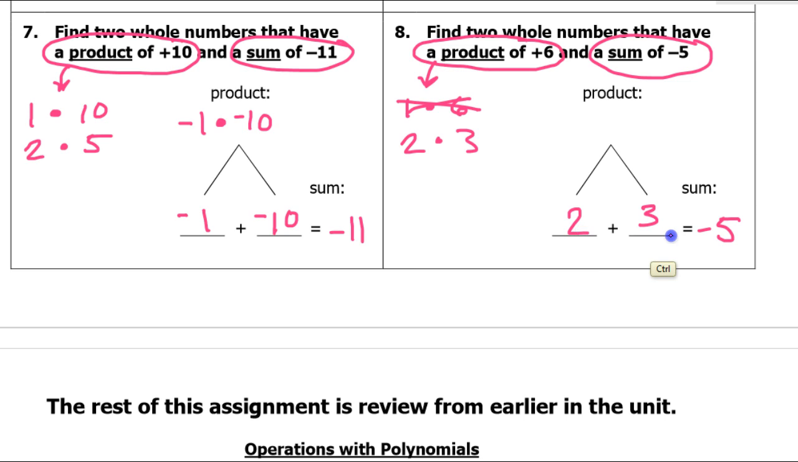All right, to get a negative 5 out of a 2 and a 3, I would need a negative 2 and a negative 3. Negative 2 plus negative 3 is negative 5. Now, if I turn that into a product, negative 2 times negative 3, well, that is positive 6. So we have a product of positive 6 and a sum of negative 5. That's just what we wanted.